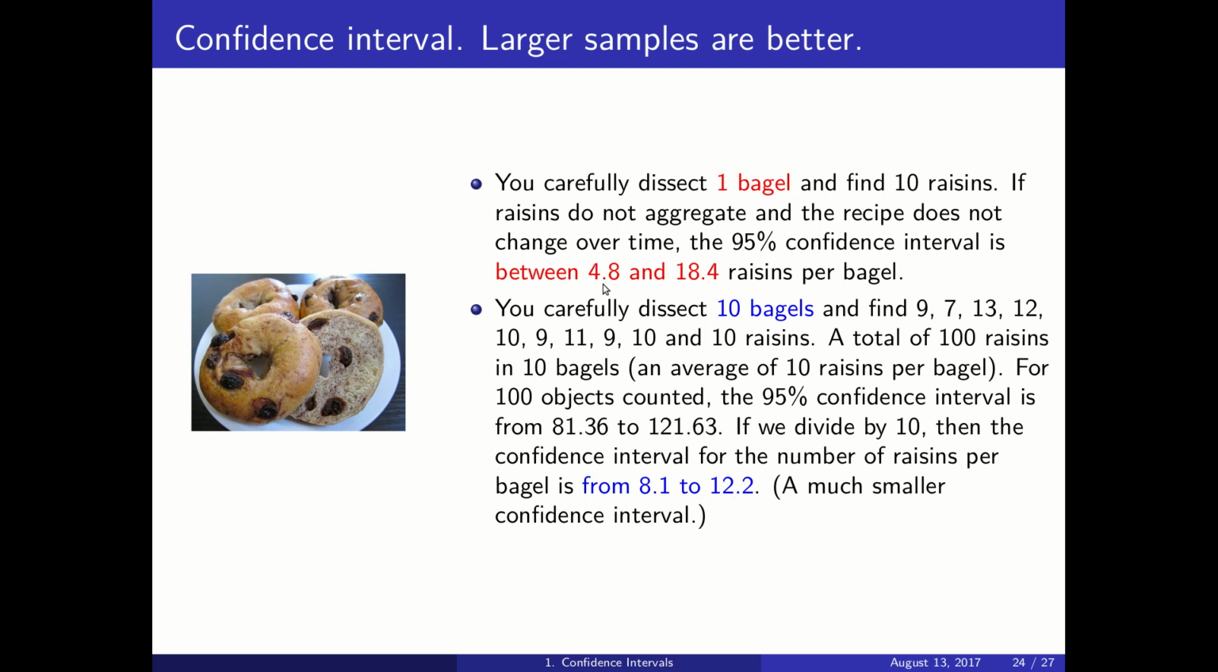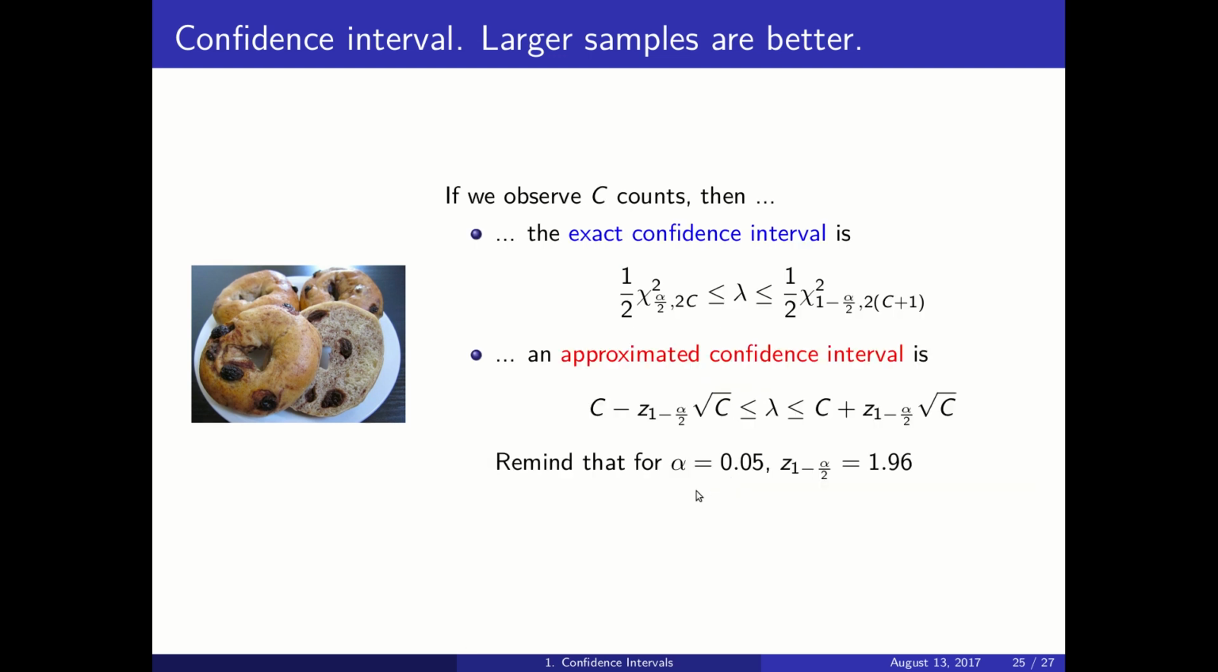That is much smaller than what we had before, and as we have more and more observations, the confidence interval tends to be more symmetric. You see, it is not strictly symmetric, but it is much closer to a symmetric confidence interval.